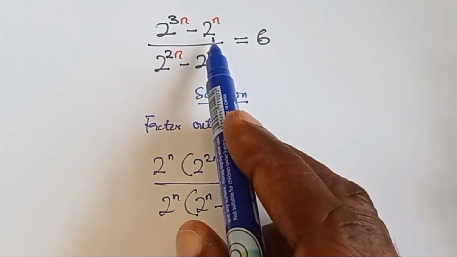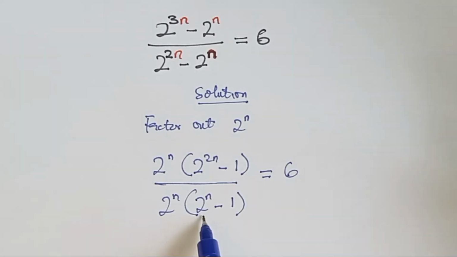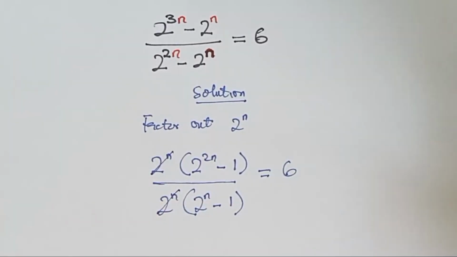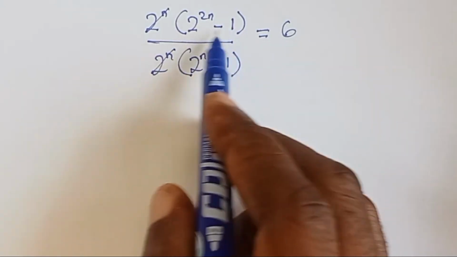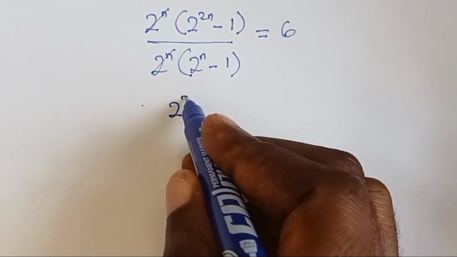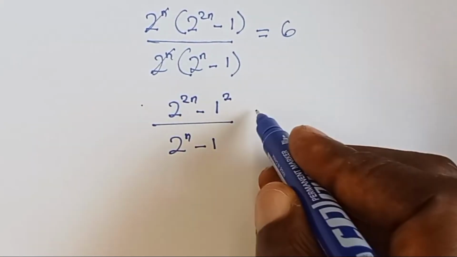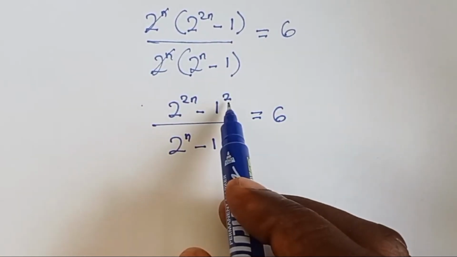2 raised to power n times minus 1 will give us 2 raised to power n. Also this, 2 raised to power n times 2 raised to power n will give us 2 raised to power 2n. And 2 raised to power n times minus 1 will give us 2 raised to power n. Everything equals 6. Then we can cancel out this 2 raised to power n. From there we can write this as 2 raised to power 2n minus 1 raised to power 2. Then we have 2 raised to power n minus 1. Everything equals 6, because 1 raised to power 2 is the same thing as 1.